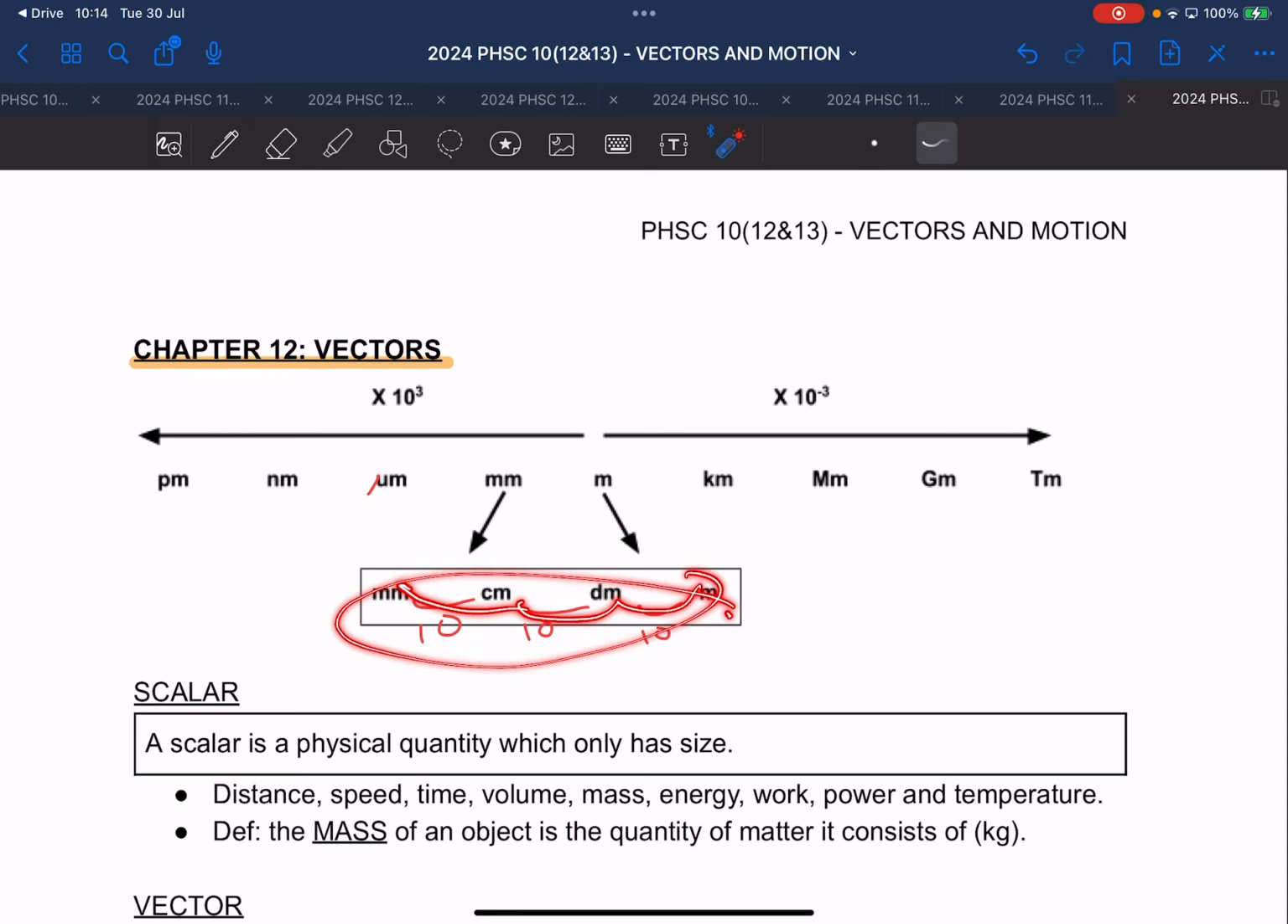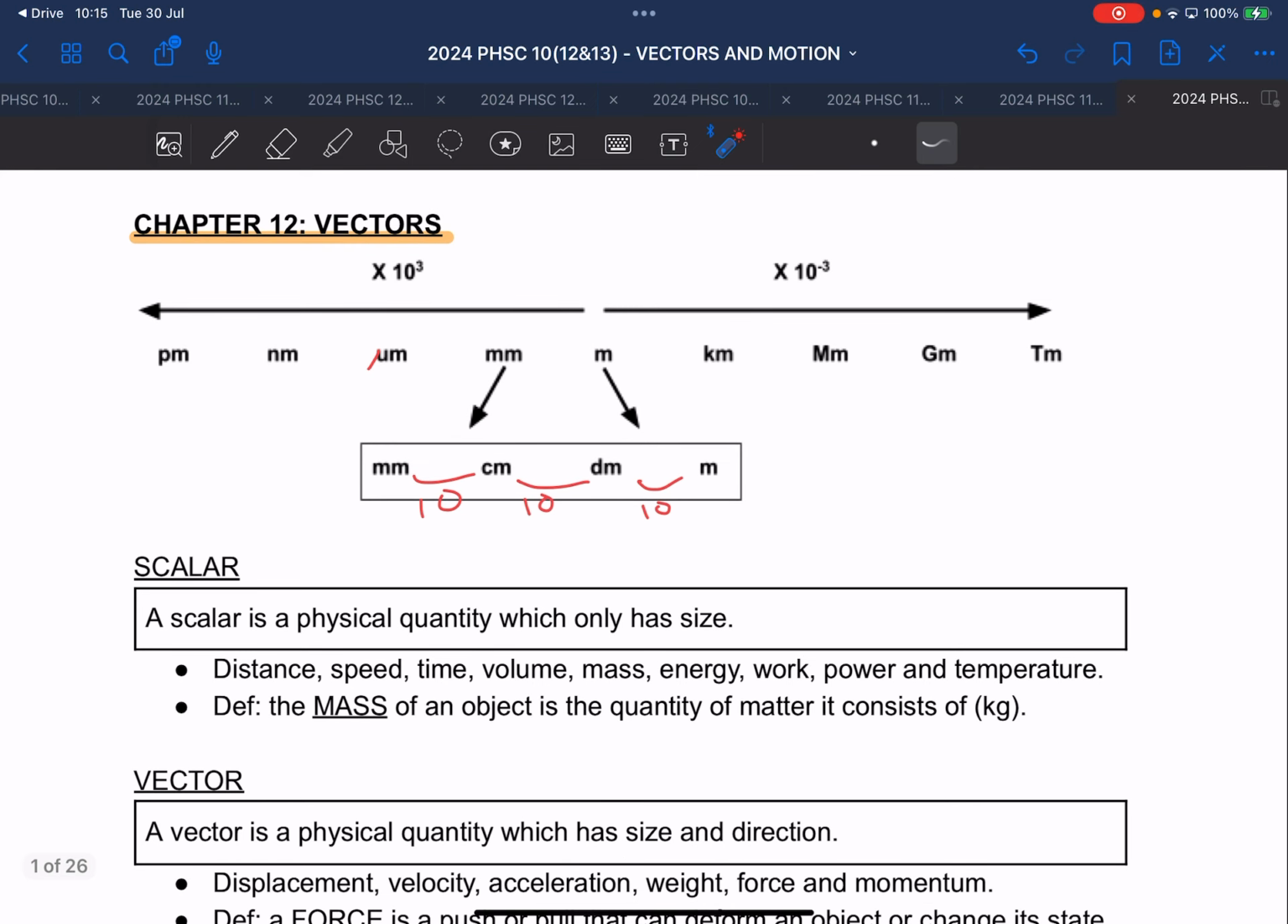Okay. Now, the first bit of this chapter is a lot of theory that you need to go study. In the physics world, we have two big concepts: scalars and vectors.